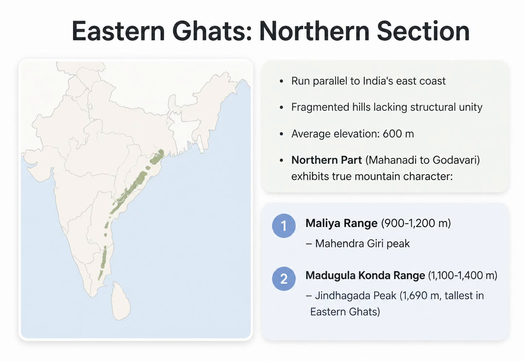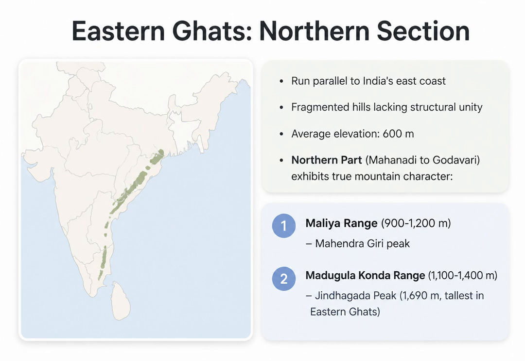Let's shift our focus to the opposite coast, the Eastern Ghats. Running parallel to India's east coast, they are quite different from the Western Ghats. They are a chain of highly fragmented hills, lacking structural unity, leaving vast plains between their base and the coast. Their average elevation is lower, around 600 meters.